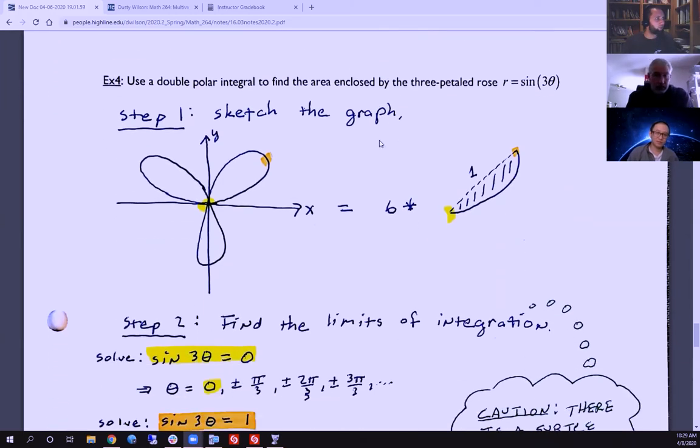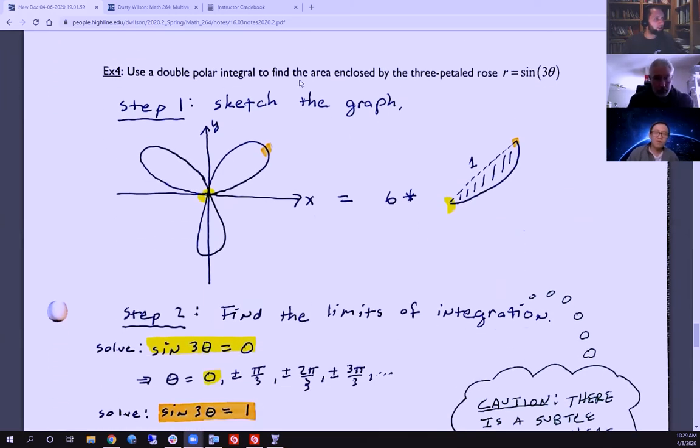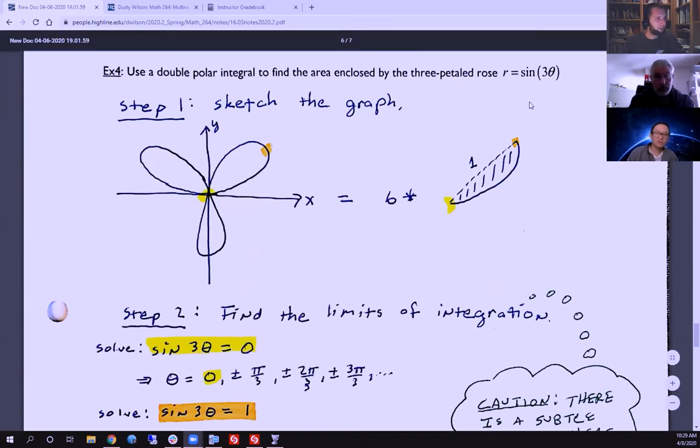So in example 4, we're going to use a double integral to find the area enclosed by the 3 petal rose r equals sine 3 theta. And do I have a typo here in petaled? I think I do. Anyway, moving on. So our first step is to sketch the graph.